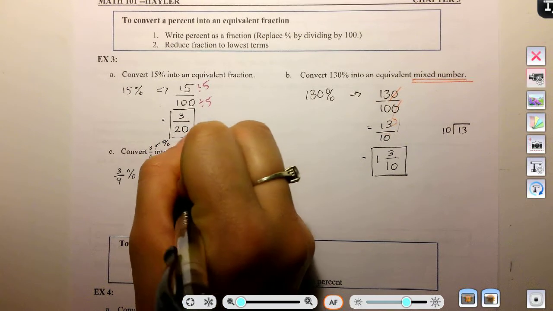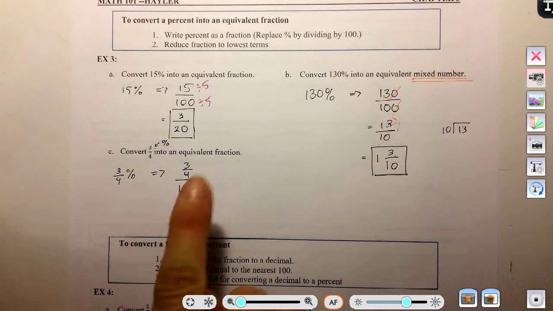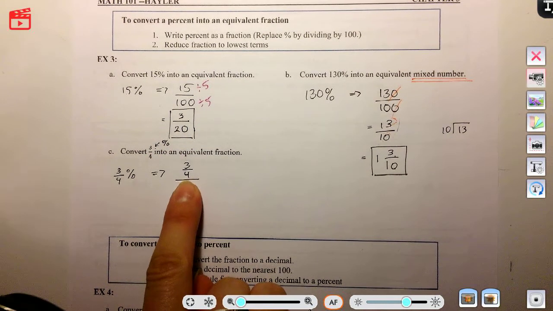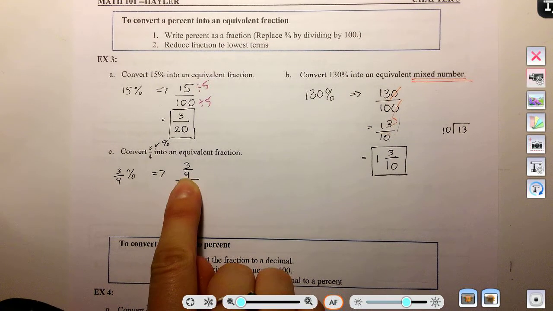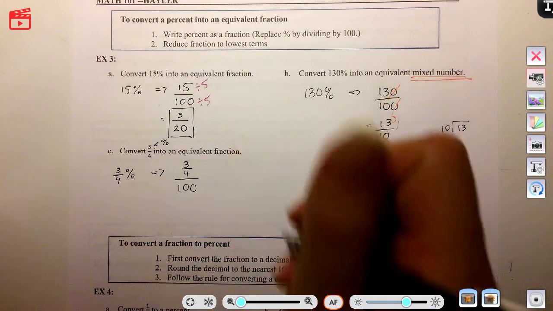3/4 divided by 100. But remember before, I said I didn't like working with the double fraction going on there, that complex fraction. So I'm going to turn 3/4 into a decimal. Do we know what 3/4 is? That's 3/4, right? Well, that's 75 cents.